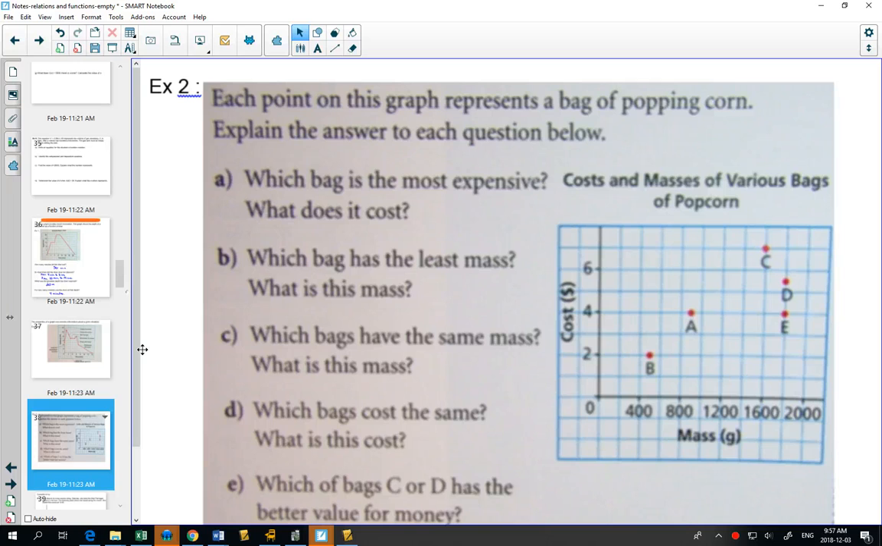So each point on a graph represents here a bag of popping corn. So we have the cost and we have the mass. Which bag is the most expensive? And what does it cost? Bag C is the most expensive. How much is it?